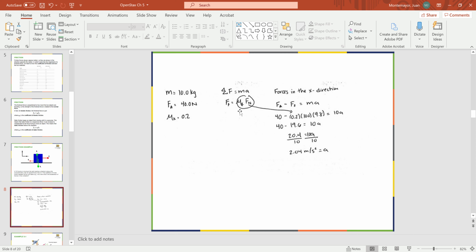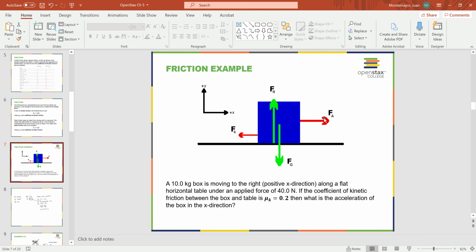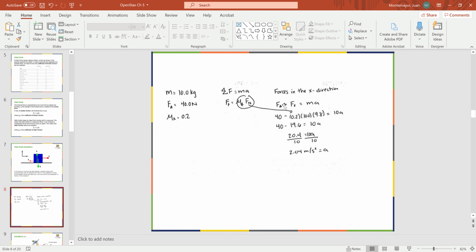So I need to know all of my forces in the x direction. I know my applied force is to the right, which is positive, and I know my kinetic friction is to the left, opposing the motion, which is negative. So combining these two forces, my applied force minus my friction force would be the total force that I need to worry about. And obviously that equals ma, just your standard force equation.